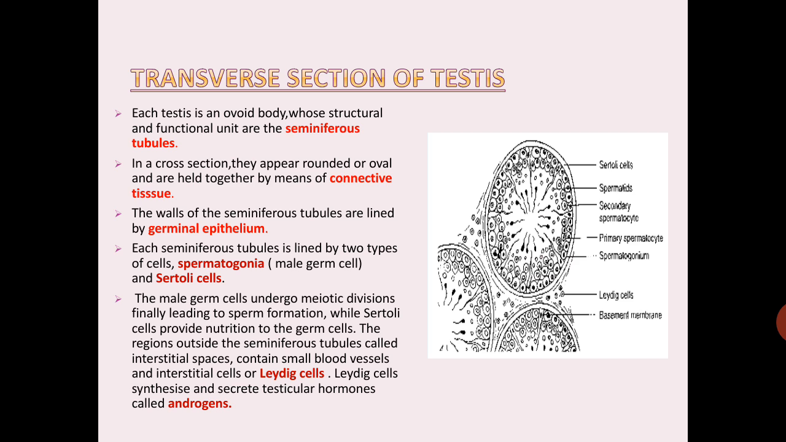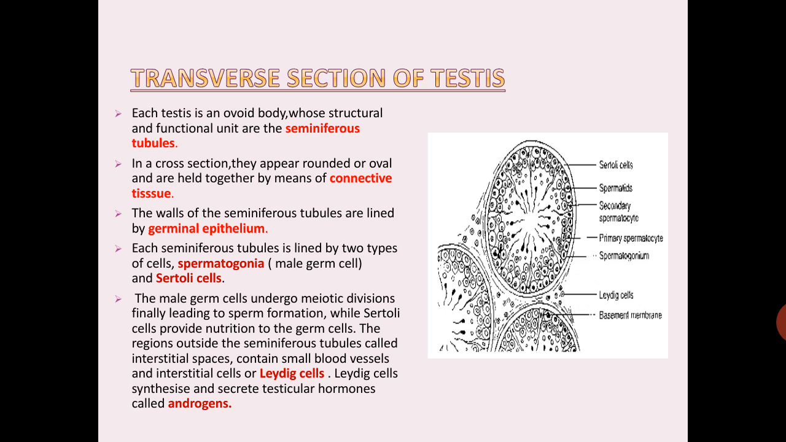The regions outside the seminiferous tubules, called interstitial spaces, contain small blood vessels and interstitial cells or Leydig cells. Very important question from the exam point of view: there are Leydig cells in the interstitial space. These Leydig cells synthesize and secrete testicular hormones called androgens.